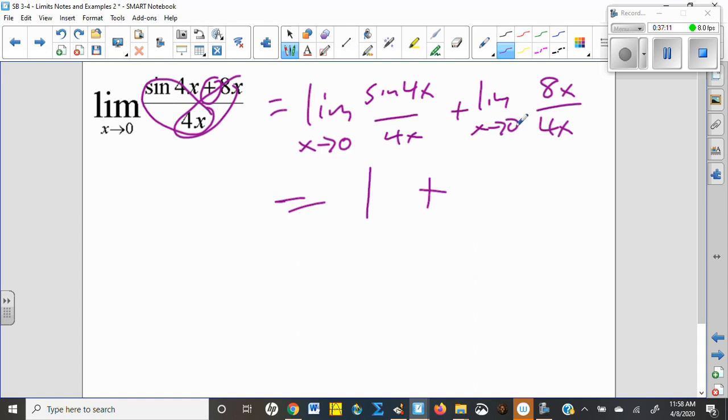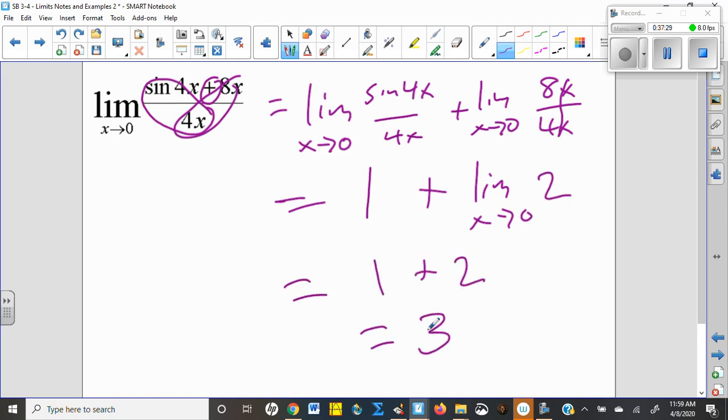This, if I try to plug the 0 in right now, I run into a problem because I get 0 over 0, right? 8 times 0, 4 times 0. But remember, those cancel. And I think 8 over 4 is just 2, and the limit of a constant is just a constant. So it looks like on this problem, we're going to approach a 3, and you can confirm that once again on your calculator.